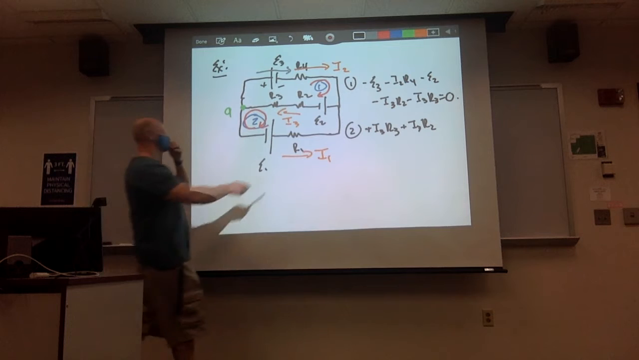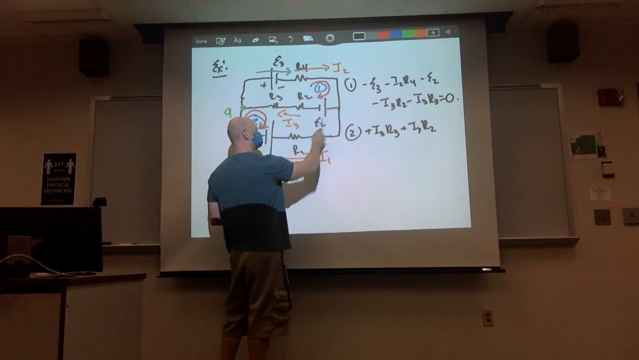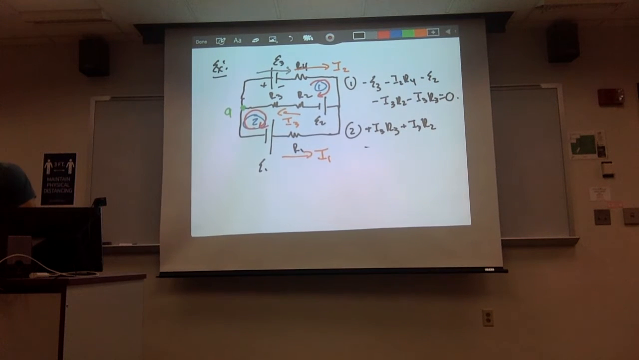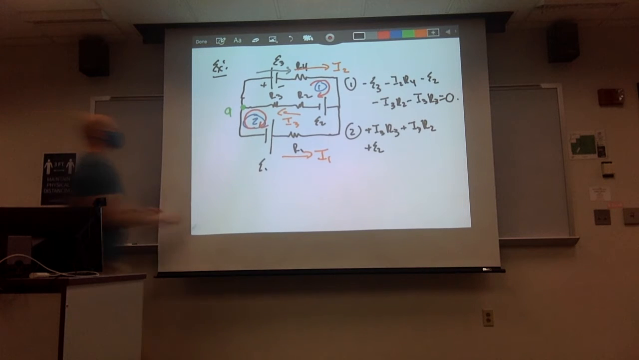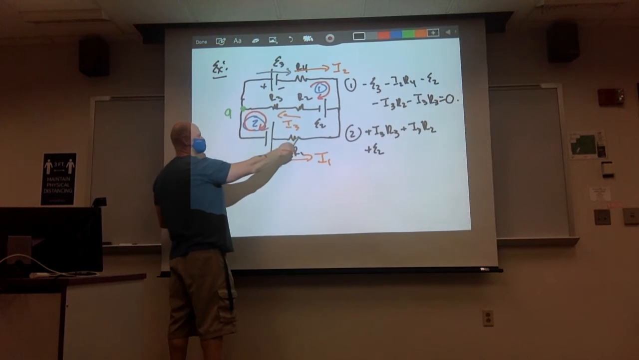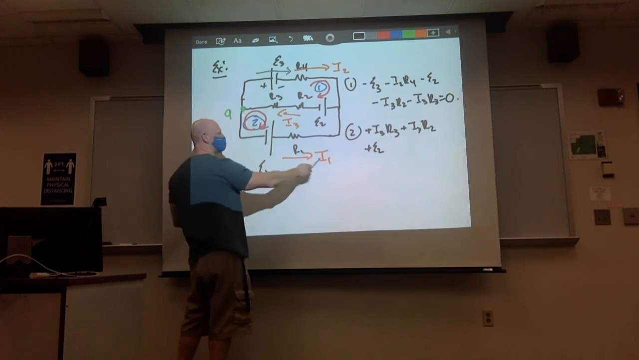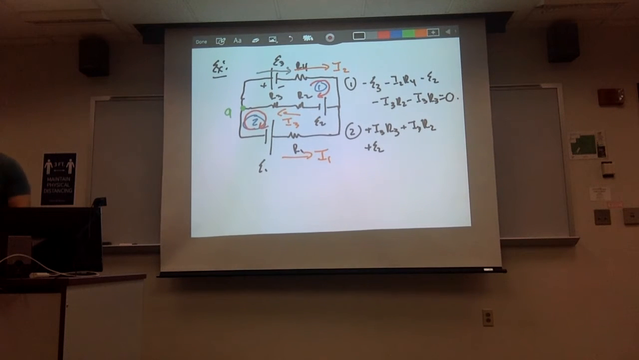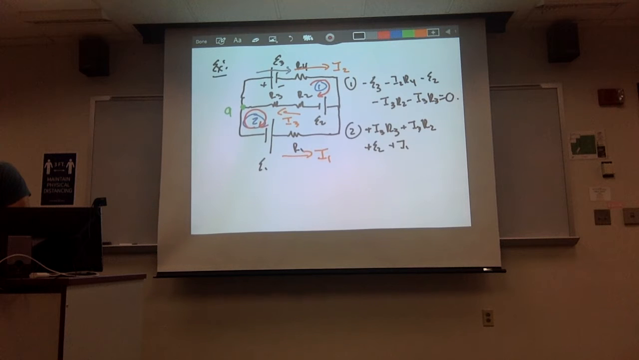Next thing you'll come across is the battery. I'm going to go from negative terminal to positive terminal. So is that positive or negative? Positive. So I'm going to get a positive E2. Now I'm going to swing down here and come down through here. In this case, I'm going to go across the resistor R1 in the opposite direction as the current I1, which means is that positive or negative? Positive, so I'm going to get a plus I1R1.